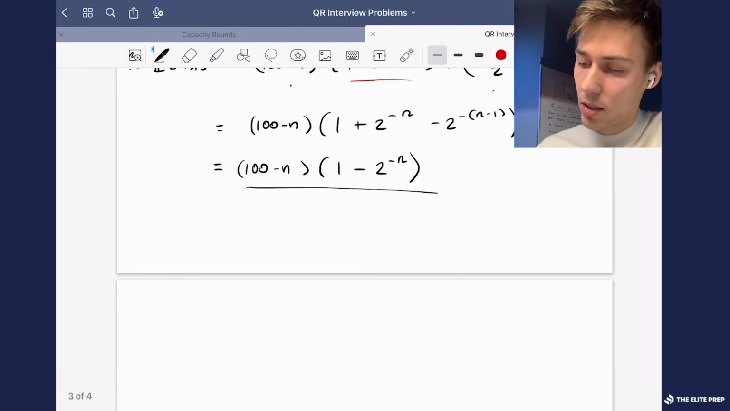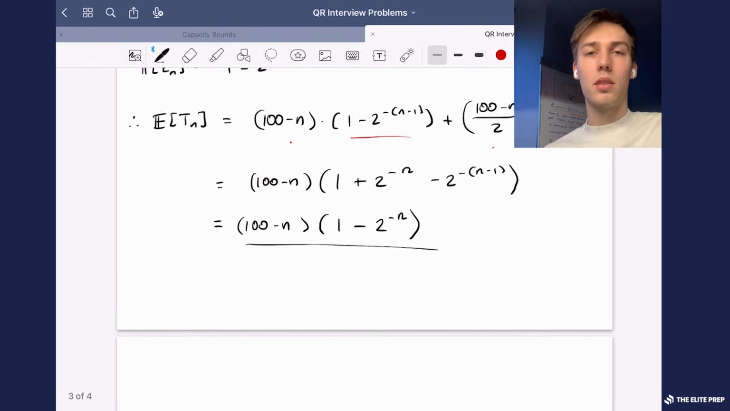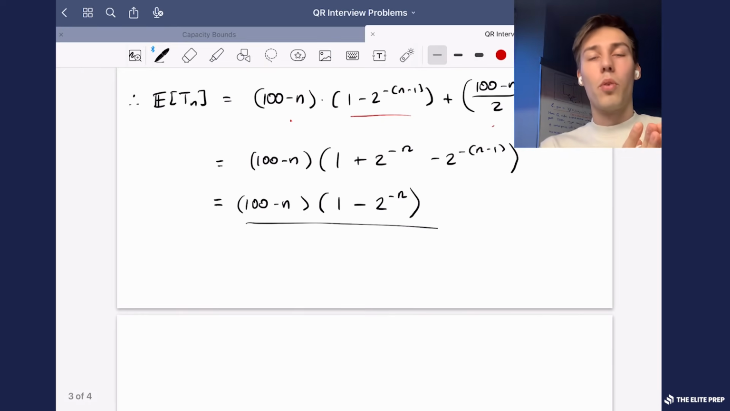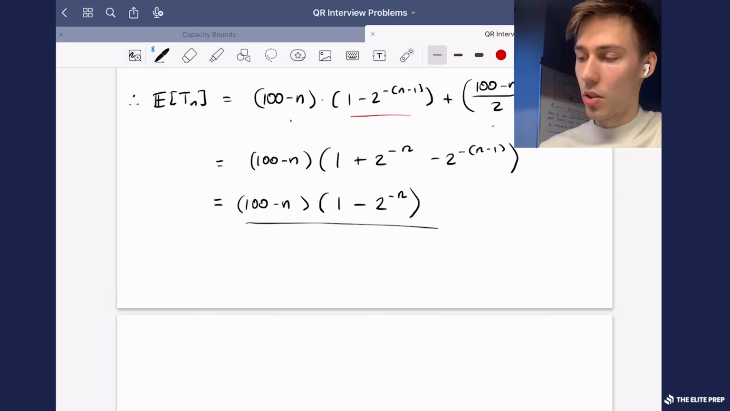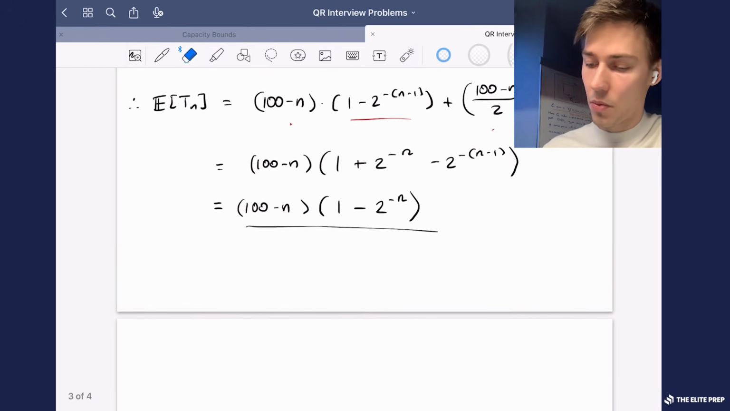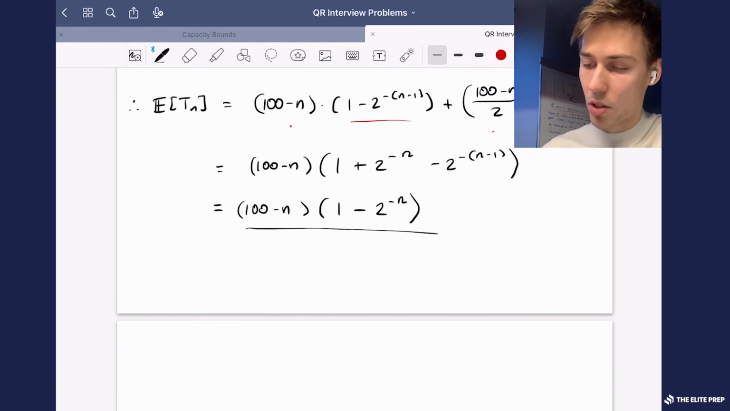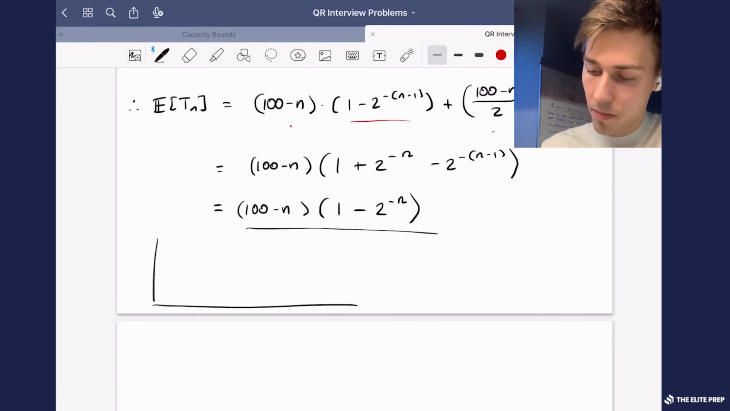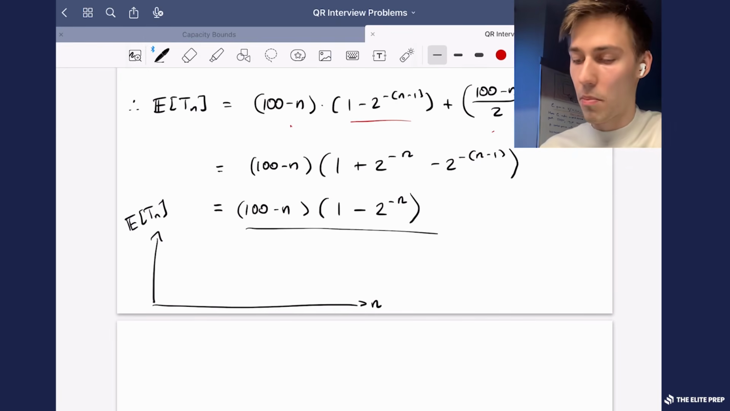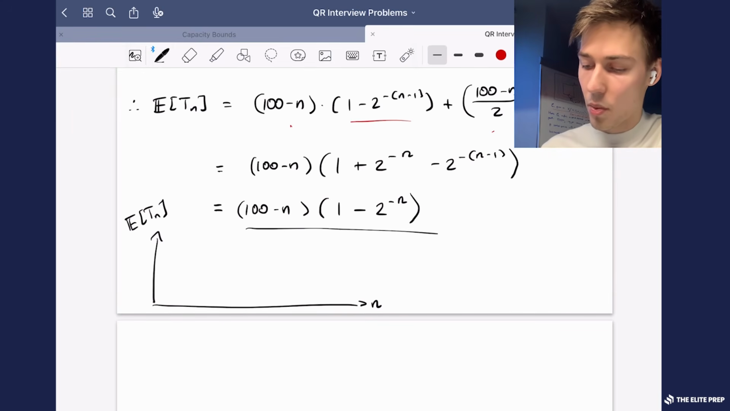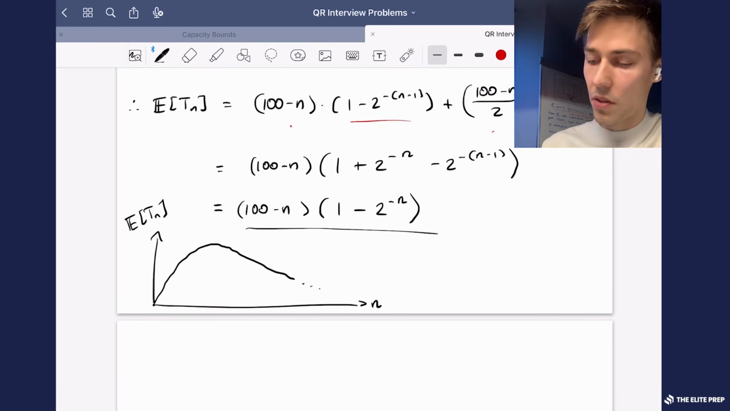In order to maximize this, the easiest way is to, in essence, see at what point we go from increasing the function to decreasing the function. So intuitively, if we plot these values of Tn against n, n being the number of takes, when the number of takes is 0, we have 0. We're going to reach some maximum at some point and then decay after that. So we want to find this maximum.